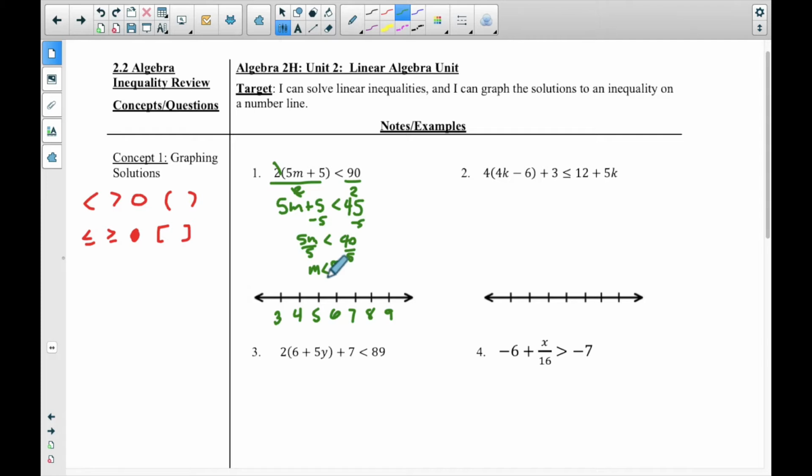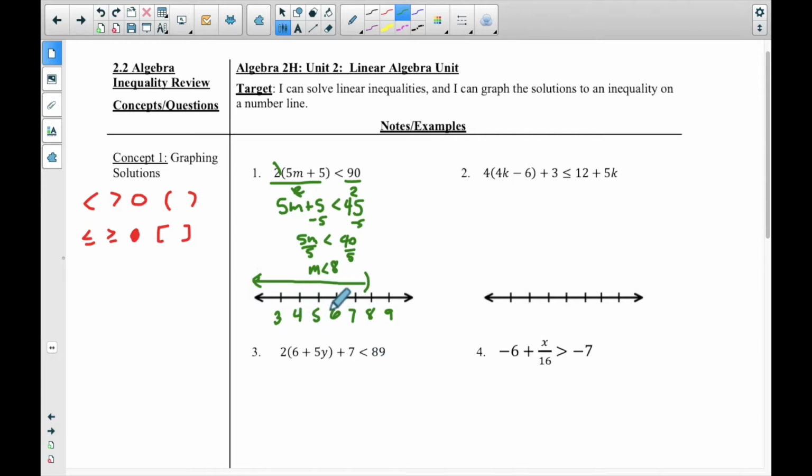All right, it used to be I would use an open circle for this and put it on the 8 and then shade everything to the left, correct? But now I'm not using that open circle. I want to use these parentheses instead. It is less than 8, and so I'm going to draw it like this. So I have my parenthesis at the 8, and I go to the left. That's how I'm going to graph it on the number line.